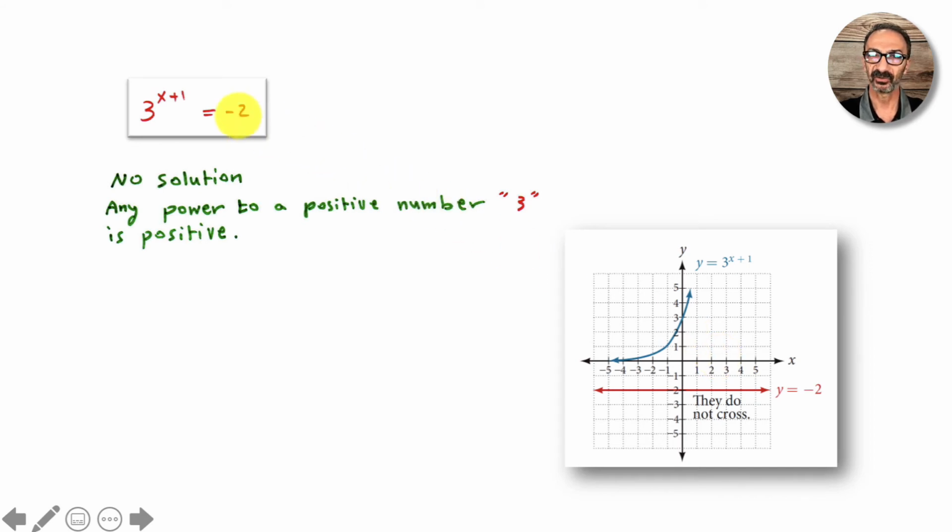And this graph is exponentially increasing with the x-axis being the horizontal asymptote. But -2, as a different function, is down below. They do not cross and they do not intersect. That is another way to see that these two graphs are not going to have anything in common, so there is no solution. Let's take a different example.